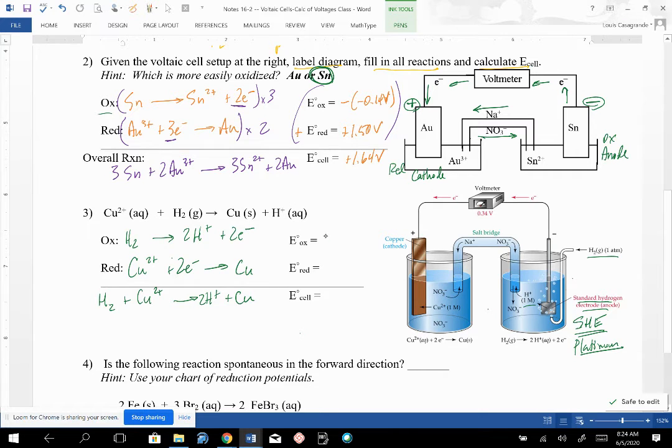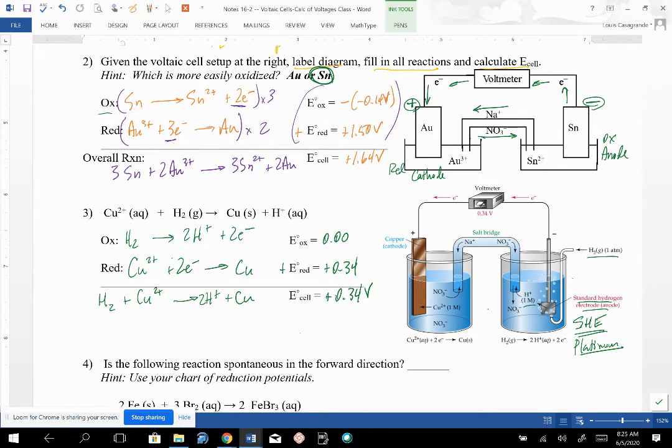the E naught of 0.00. The E naught for the copper is plus 0.34 volts. And of course, adding those together, we get 0.34 volts. And doing reactions like this, doing cell setups like this, is exactly how we would measure and determine all of these electrochemical potentials.